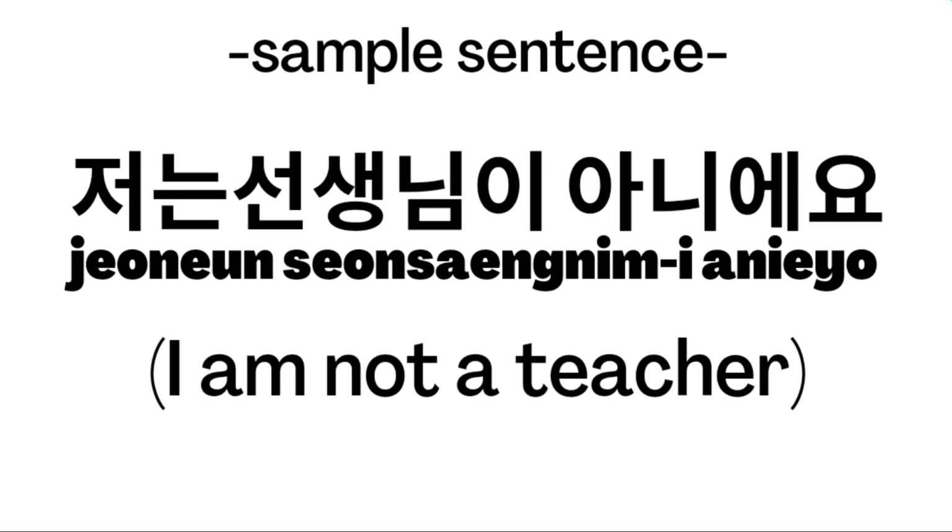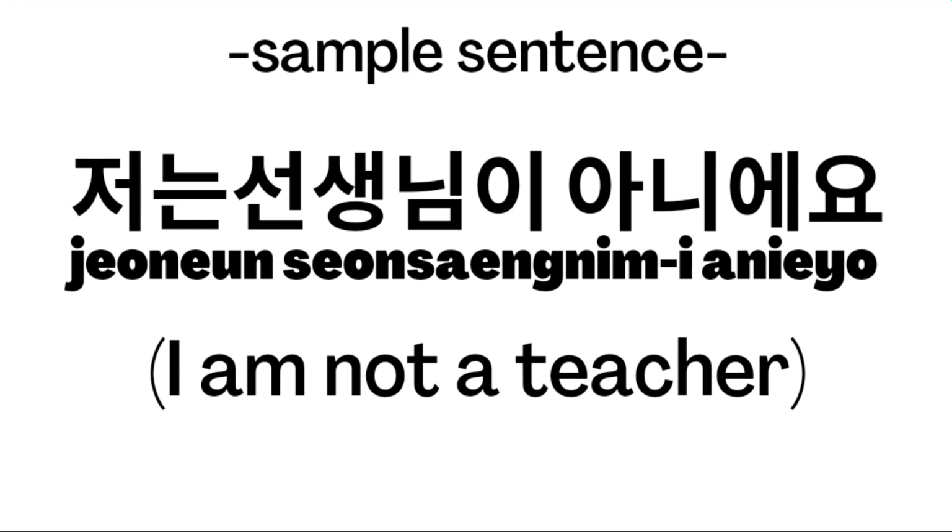Now let's try using anieyo in a sentence. For example, is this one. It says, 저는 선생님이 아니에요. The translation of this in English is, I am not a teacher.